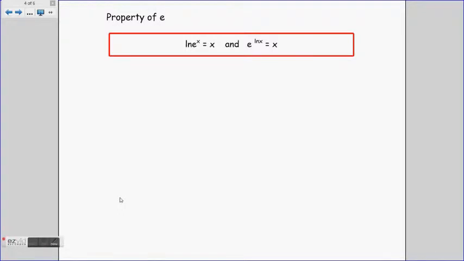So just to summarize this property of e, the ln of e to the x will just give you x. So remember, it's an inverse function. In order to get to the exponent, you must take its inverse. So ln of e to the x will give you just x. Similarly, e to the ln of x will just give you x.